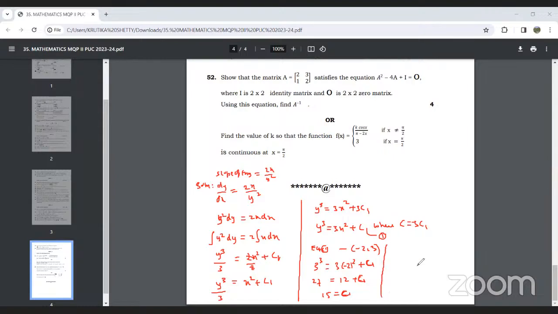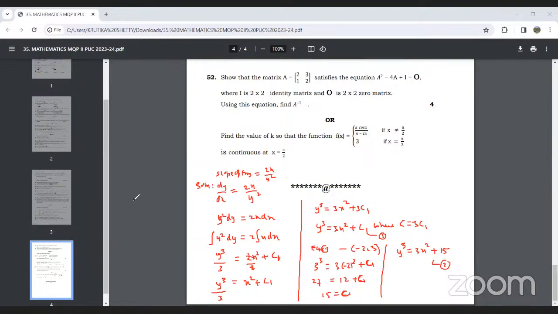So the final equation will be y cube is equal to 3x square plus 15. Okay, so this equation 2 is the required equation of the curve.